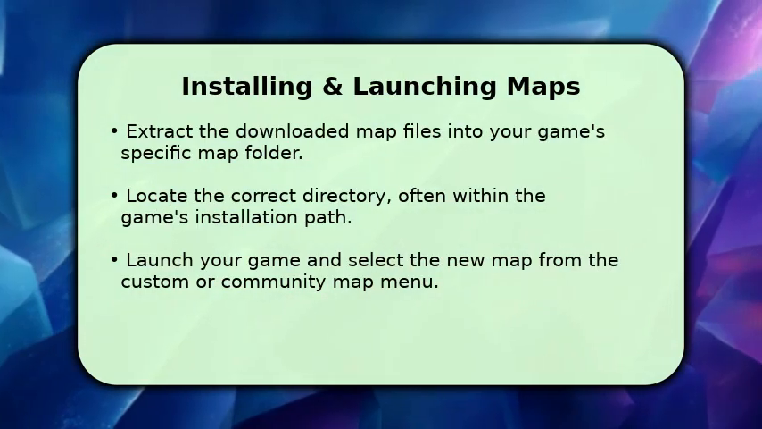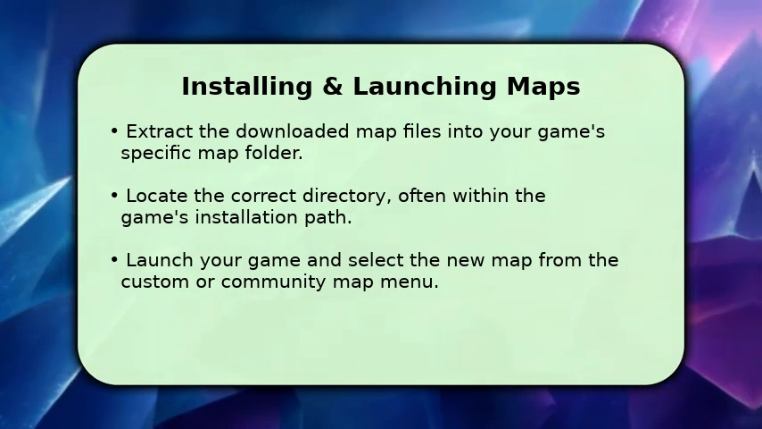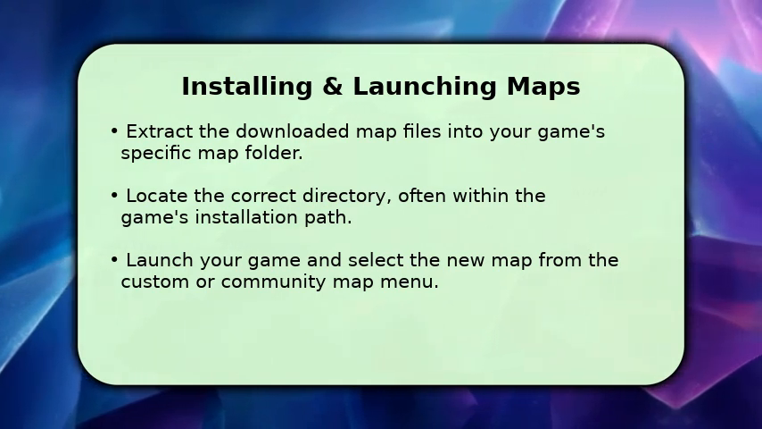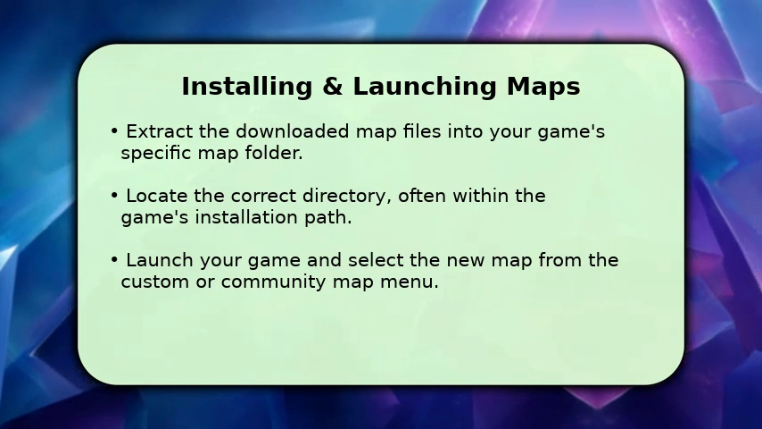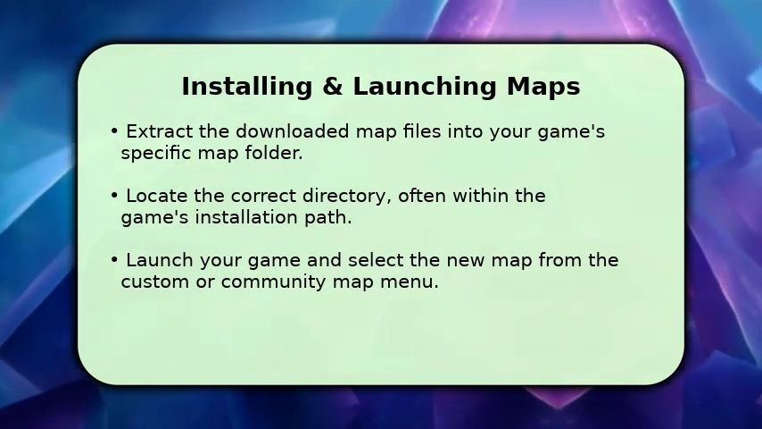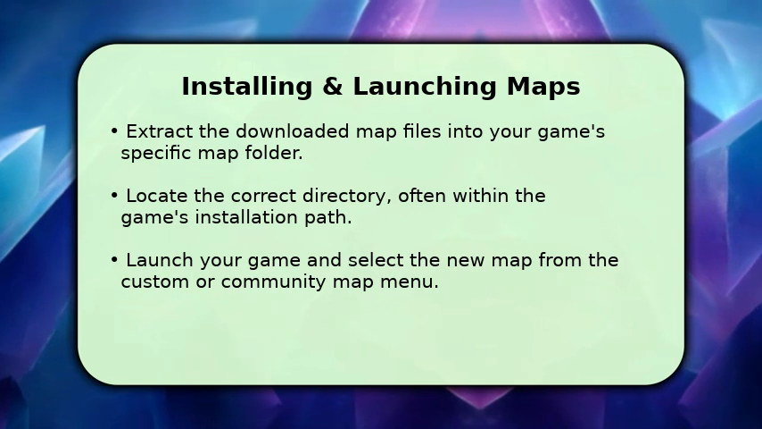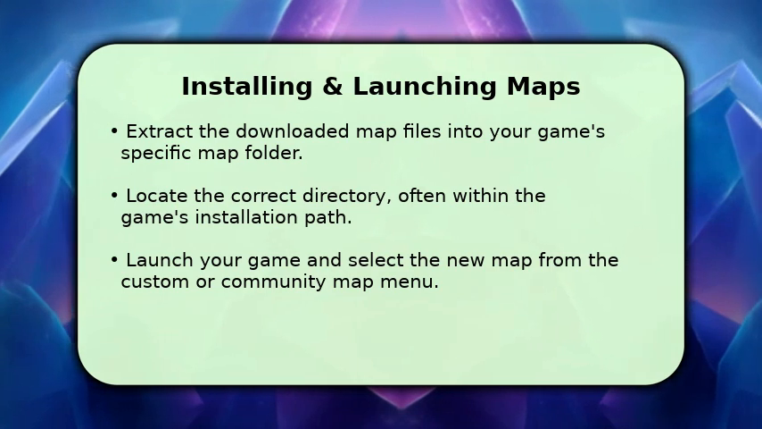After downloading, you'll need to install the map. This typically involves extracting the downloaded files into a specific folder within your game's directory. The exact location varies by game, but it's usually a Maps or Custom Content folder. Once the files are in place, launch your game. You should then find the new map listed in a dedicated Community or Custom Map section within the game's menu.